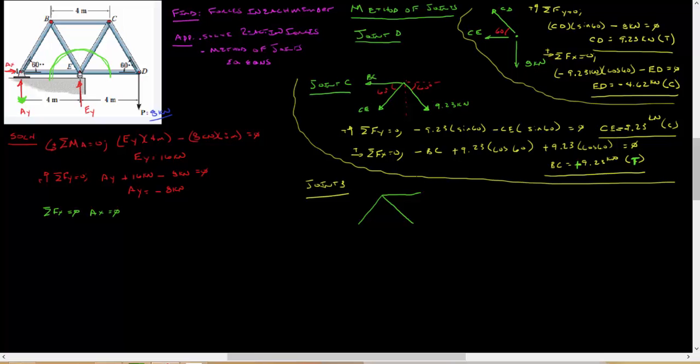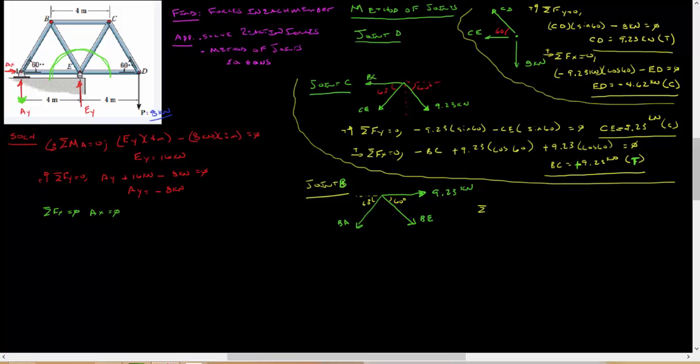Sorry about that. I'm hoping that you guys were screaming at the computer saying, no, no, that can't be. So for joint B, we said that this was 9.23 kilonewtons in tension. That was my correction. So this was 9.23 kilonewtons. And then I will be drawing BE in tension and BA also in tension. We also know that this is 60 degrees and this is 60 degrees.